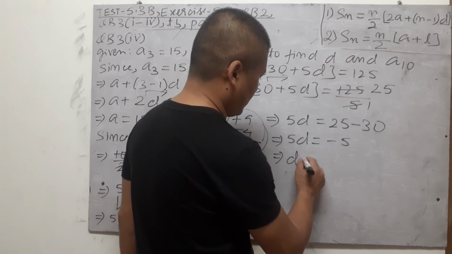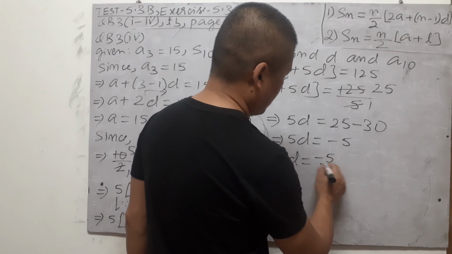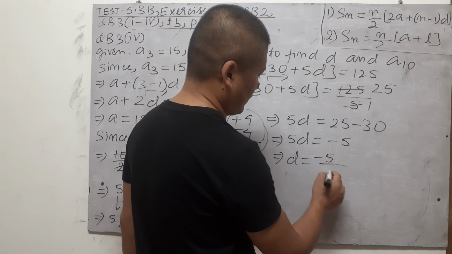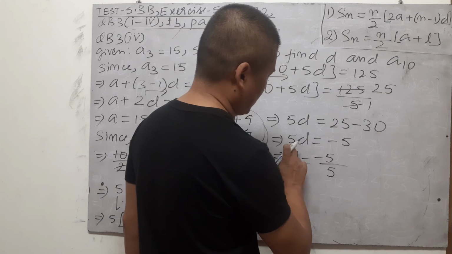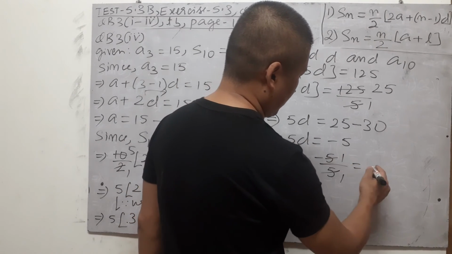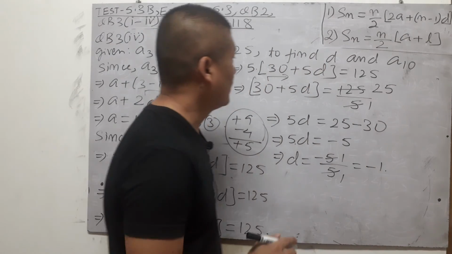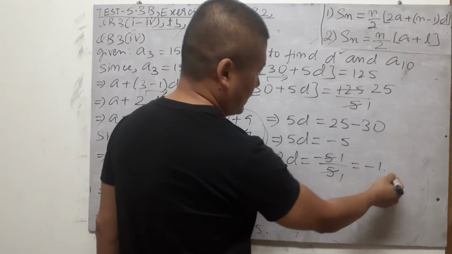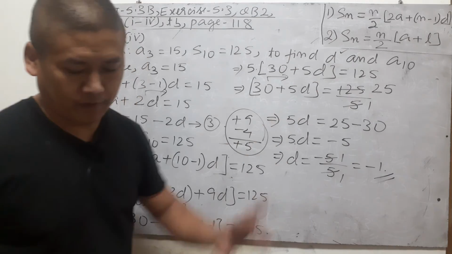So that gives you d will be equal to minus 5, and then the 5 shifts to the right side, this one will go down. 5 ones are 5, 5 ones are 5, so minus 1 by 1 means minus 1. So they told you to find d, and we found d. This is your answer. Now we have to find the 8/10.